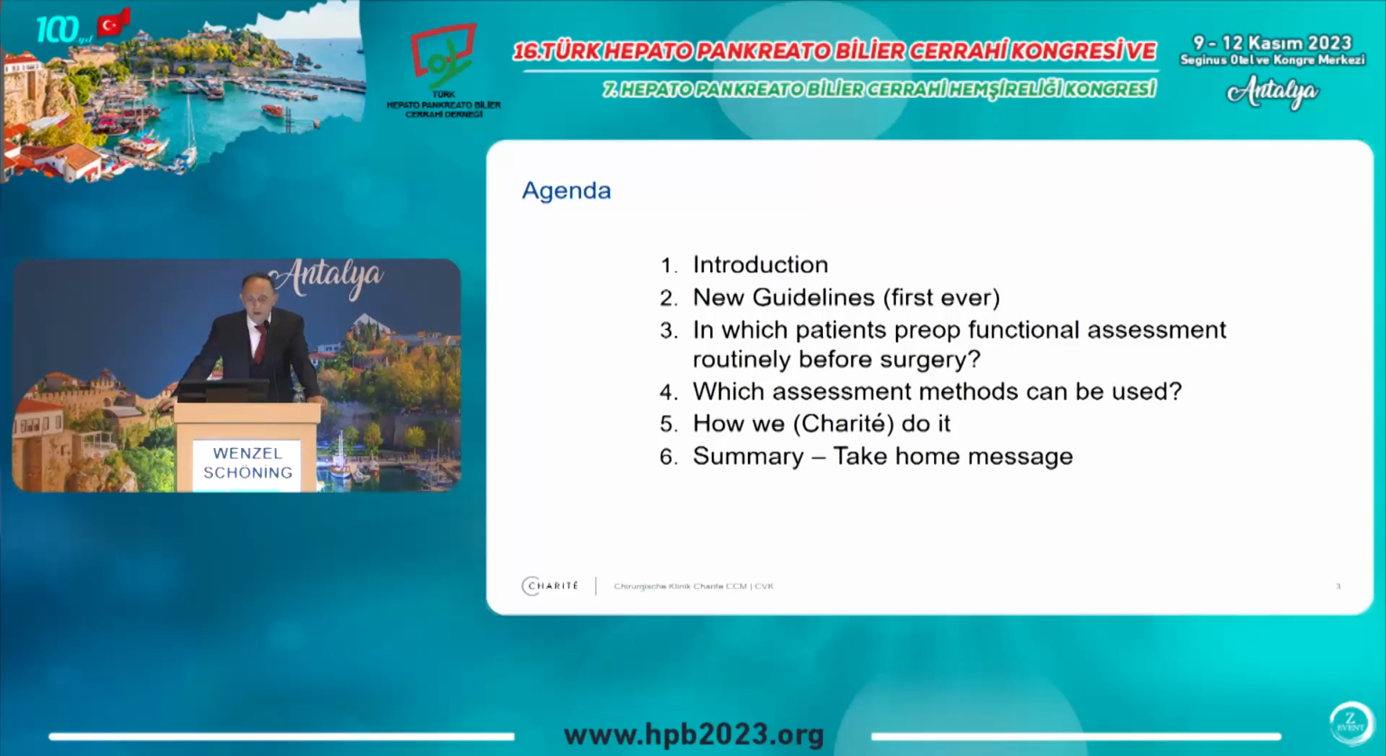I have the following agenda for you: some introductory words, then I will talk about a new guideline. I think this is the first ever published guideline on this topic. I will answer the question in which patients pre-op functional assessment routinely should be performed before major hepatic surgery, and which assessment methods can be used.